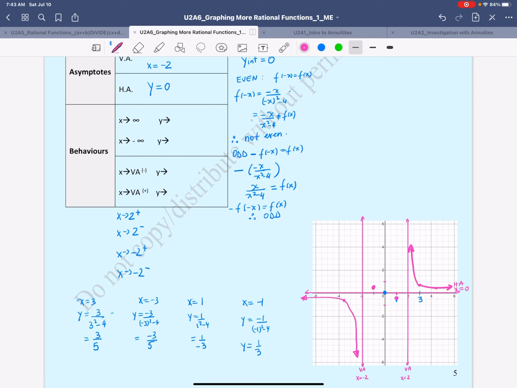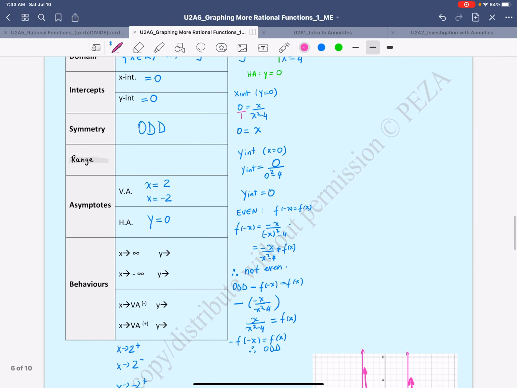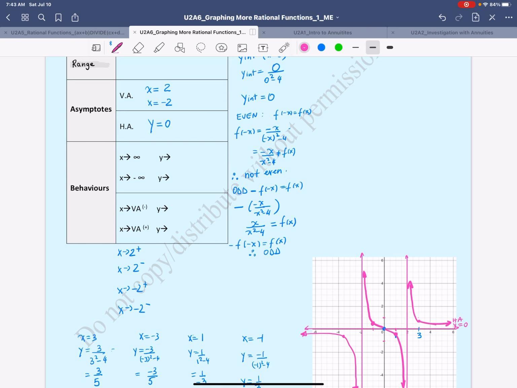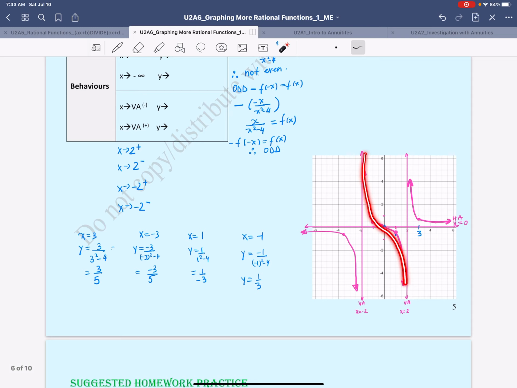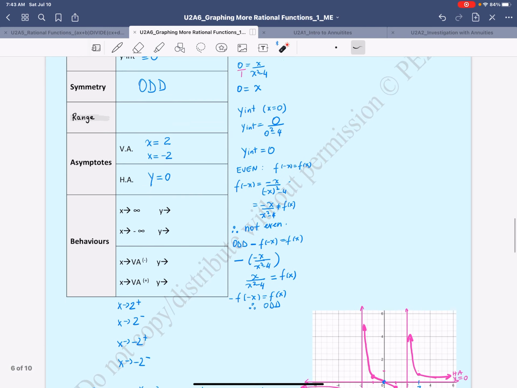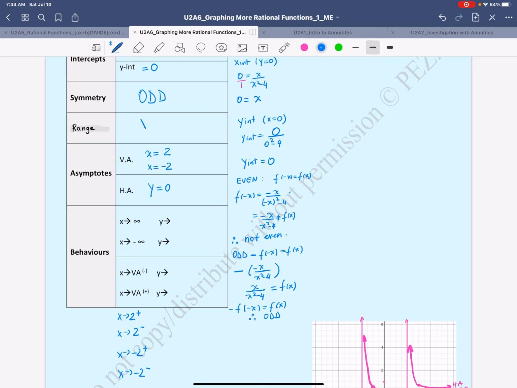So the graph of this function will pass through these 3 points, and it will have to follow the vertical asymptotes. The shape of the graph in this case will be this. And it will be oddly symmetrical. So this is a graph of the function x over x squared minus 4. I think that we're ready now to state the range. As you can see, the function can have any value of y. So we'll say that the range of this function is y ∈ ℝ.